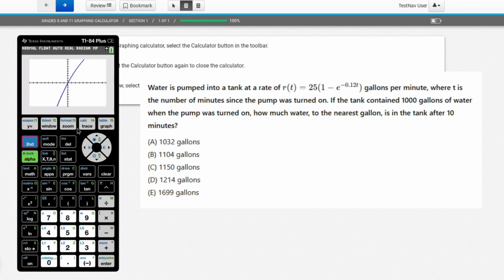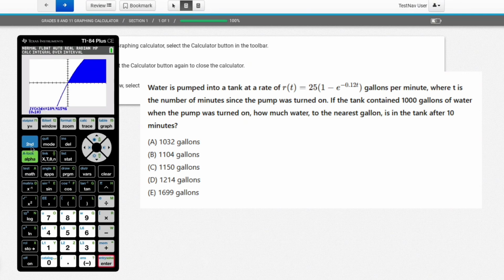So second, calc, the integral is 7. So hit 7 or go down. The lower limit, we're just going to type out 0 and hit enter because we're given that exactly. The upper limit is going to be 10, so we're going to type out 10 and hit enter on that. And it's going to give us 104.415, and so on. We care about the nearest gallons, so 104 gallons.